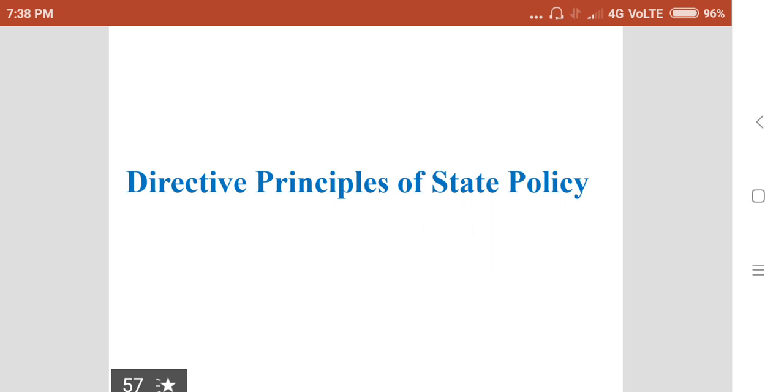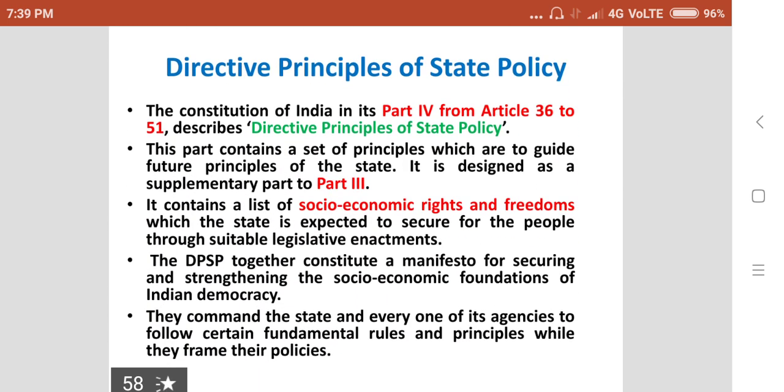So today let us discuss about the directive principles of state policy. Directive principles of state policy.